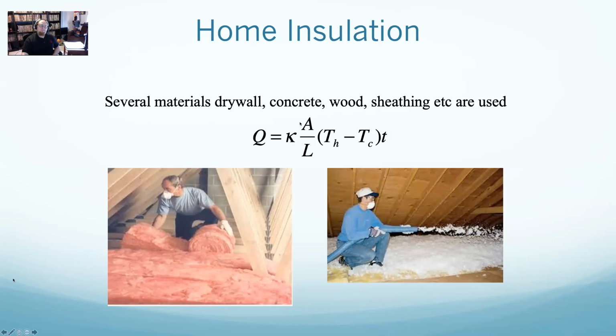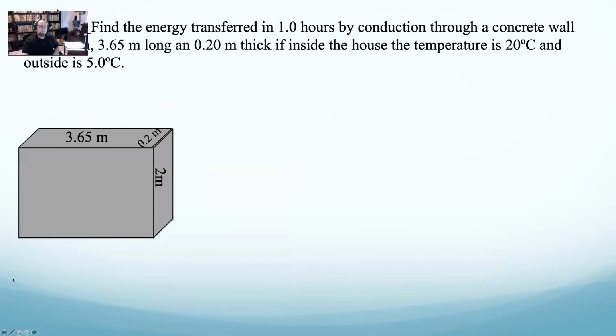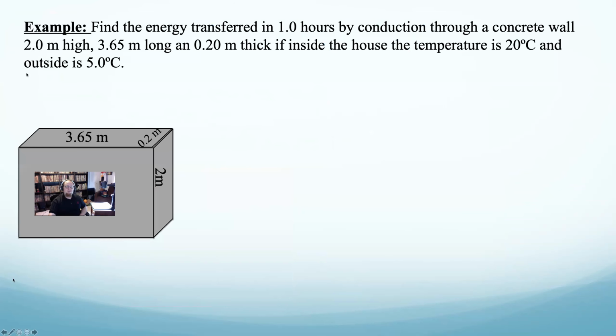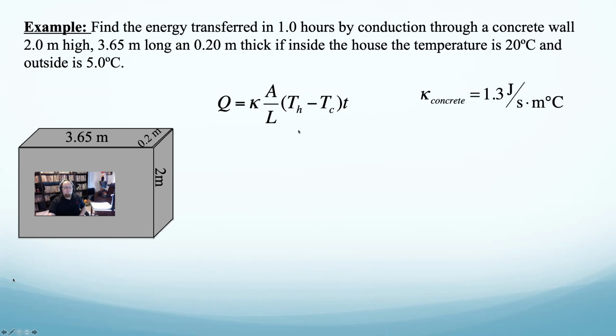Let's do an example problem. Find the energy transferred in 1 hour by conduction through a concrete wall. It's solid concrete, 2 meters high, 3.65 meters long, and 0.2 meters thick. And we're going to say inside the house is 20 Celsius, outside is 5 degrees Celsius. If I want to know the heat loss in 1 hour, there's my equation. I would need to know kappa of concrete, but I can go look it up. And I say 1 hour is 3,600 seconds.